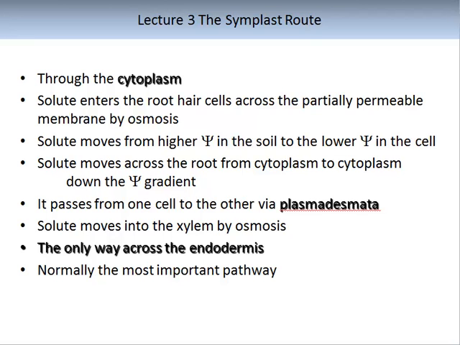Solute moves into the xylem by osmosis. The only way across is the endoplasm, normally the most important pathway and the most common. When you are learning this route, take a moment to review not only the processes, but also the route the compound is travelling.